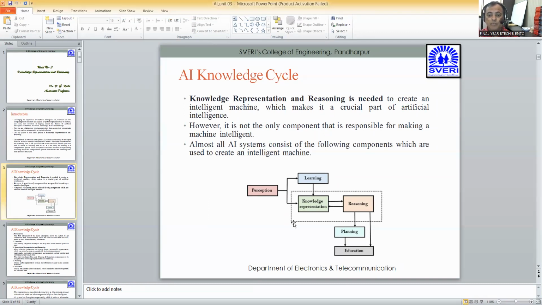Now here the most important part is the block which has been marked here with the dotted lines. This is nothing but knowledge representation. I could say that it is the most important part as far as understanding is concerned, learning is concerned, and planning is concerned. It is the part between learning and planning. And obviously it is based on the perception.